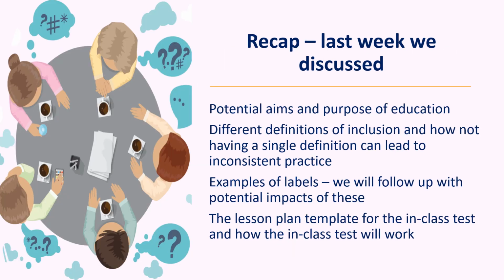So before we get into the focus of the reading week, as a quick recap, last week we discussed the following areas. We as a group considered potential aims and purposes of education, for example. We thought about different definitions of inclusion and how possibly not having a single definition can lead to inconsistent practice. We started to introduce some examples of labels, and we will follow up with these in the future in terms of the potential impact. Is it a positive, for example, to have a label because your need has been identified and therefore you will receive support? Or is it a negative because there is a stigma attached and people see you and have lower aspirations and expectations for you? And we also looked at the lesson plan template for the in-class test, and we talked a little bit more about how the in-class test will work next month in March.